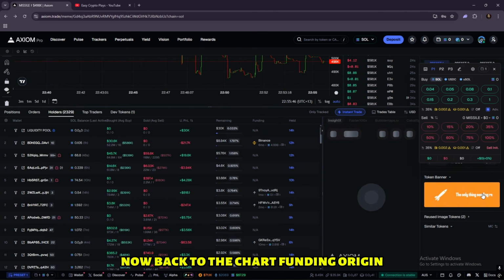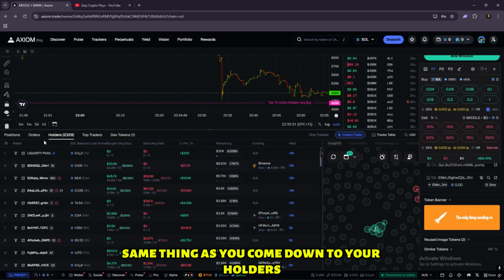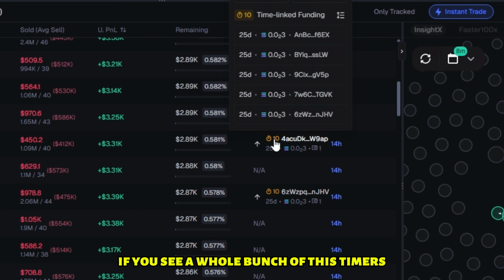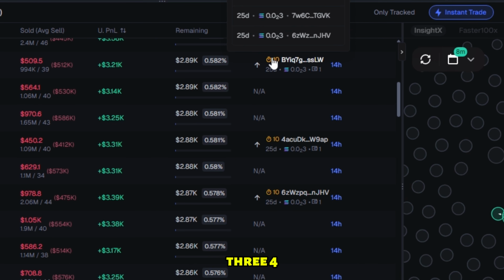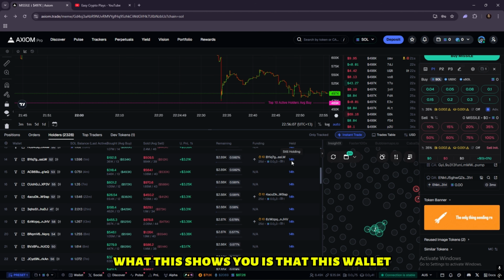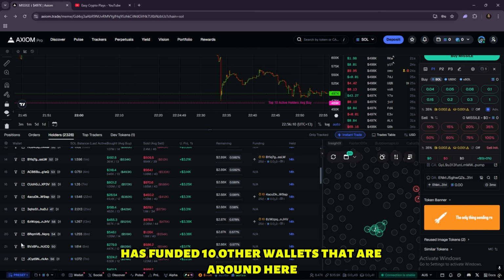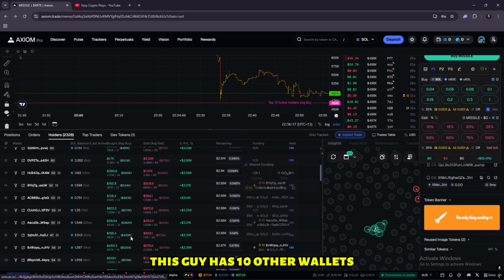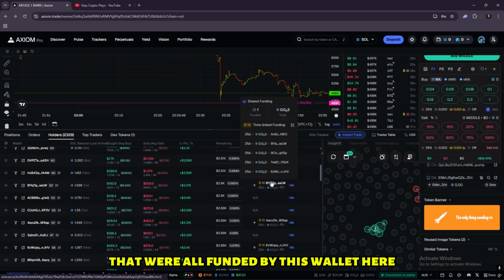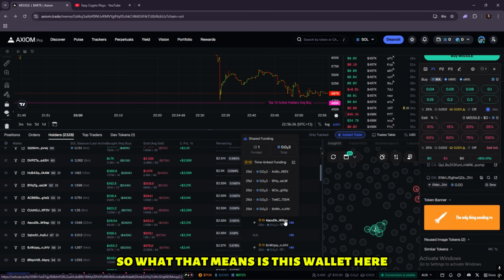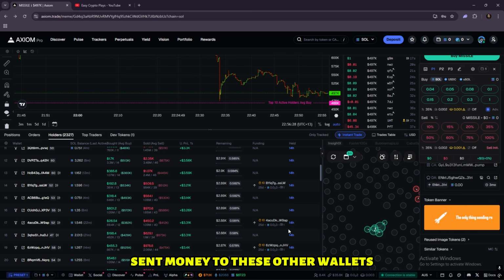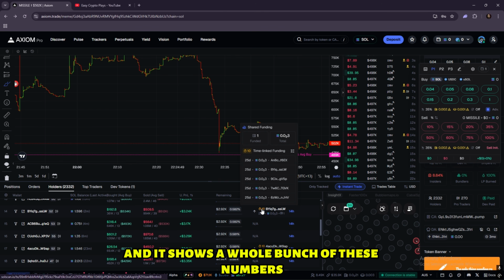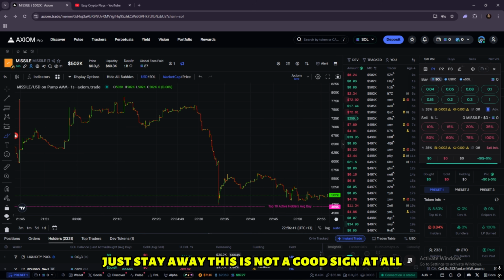Now back to the chart. Funding origin, same thing as you come down to your holders, you scroll down, and if you see in the funding section a whole bunch of timers and a large number that's over 2, 3, 4, this one is 10. Right? What this shows you is that this wallet has funded 10 other wallets that are around here. Even this one, this guy has 10 other wallets. This guy has 10 other wallets that were all funded by this wallet here. So what that means is this wallet here sent money to these other wallets so they could buy the coin. If you go to the holders section and you're researching a coin and it shows a whole bunch of these numbers, just stay away. This is not a good sign at all.